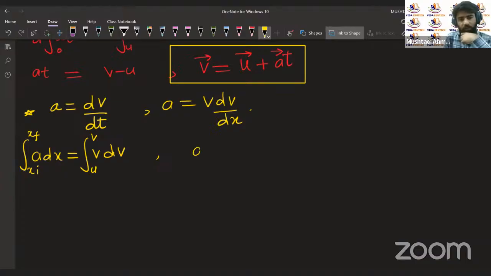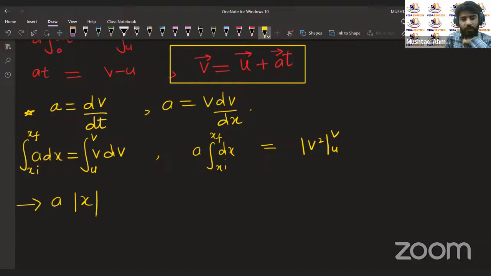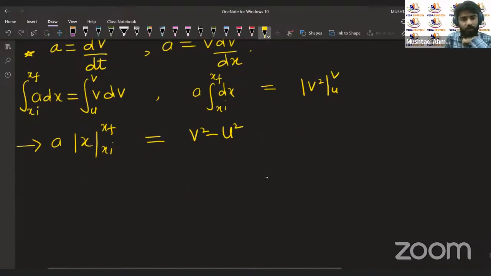So integration of a dx will be a times the integral of dx, with limits x initial, the initial position vector, to x final, the final position vector. Integration of v dv will be v square with the limits u to v, right? Integration of dx will be x, so it will be a x with the limits initial position vector to the final position vector. So we'll be left with v square minus u square.